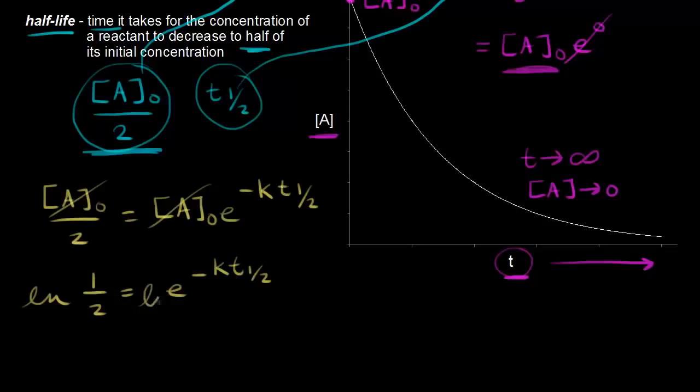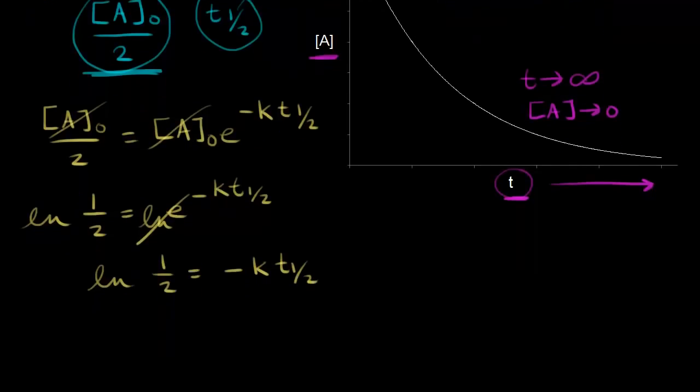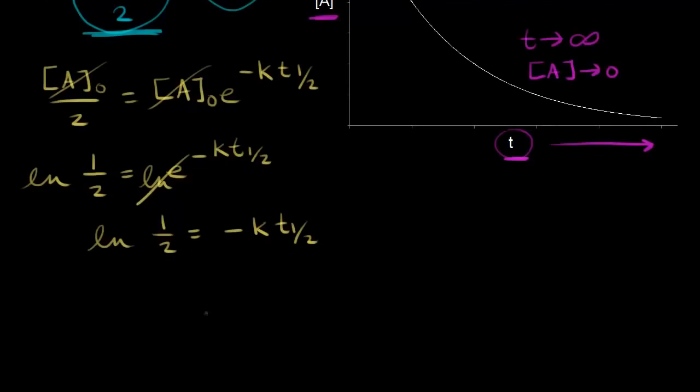This is equal to the natural log of e to the negative kt to the 1/2. And so that gets rid of our e. Right? And so now we have the natural log of 1/2 is equal to negative kt 1/2. And so we're just solving for T1/2 because T1/2 is our half-life. Right? So our half-life, T1/2, would be equal to negative natural log of 1/2 divided by k.